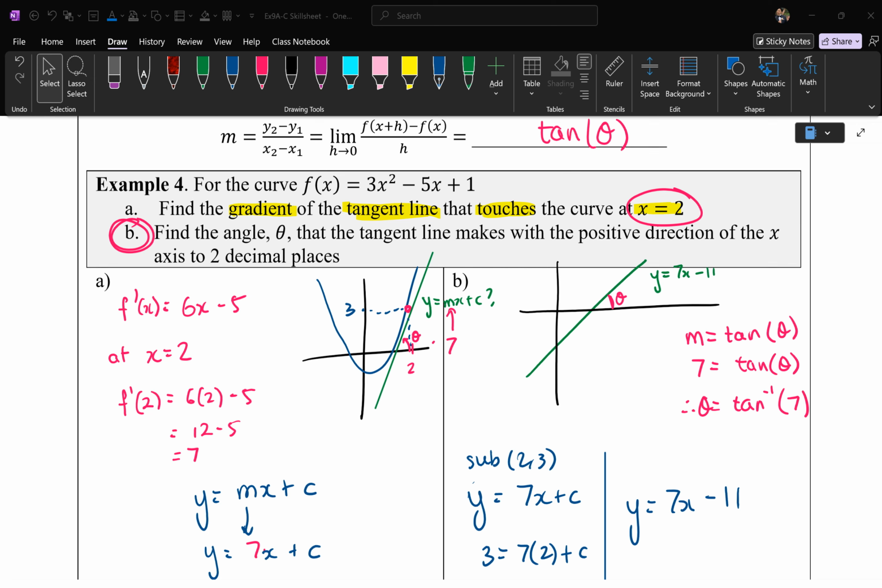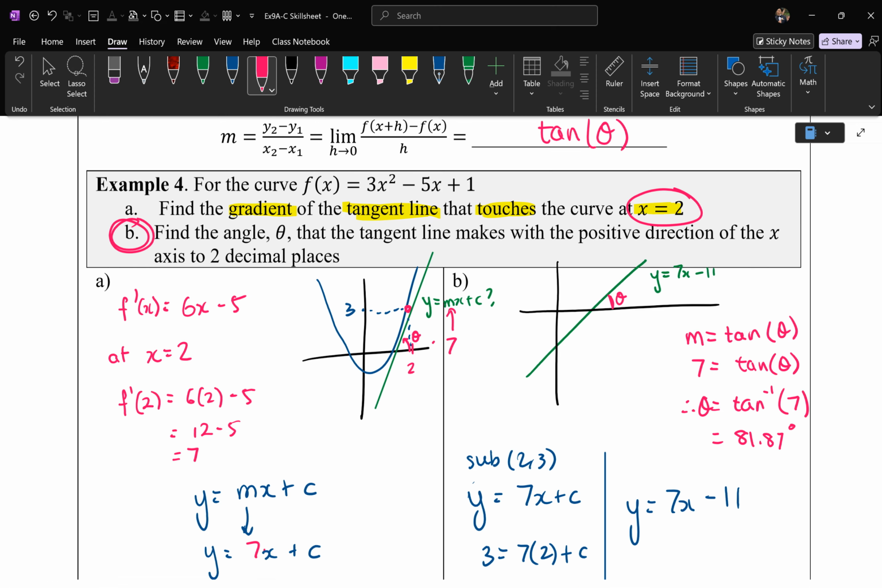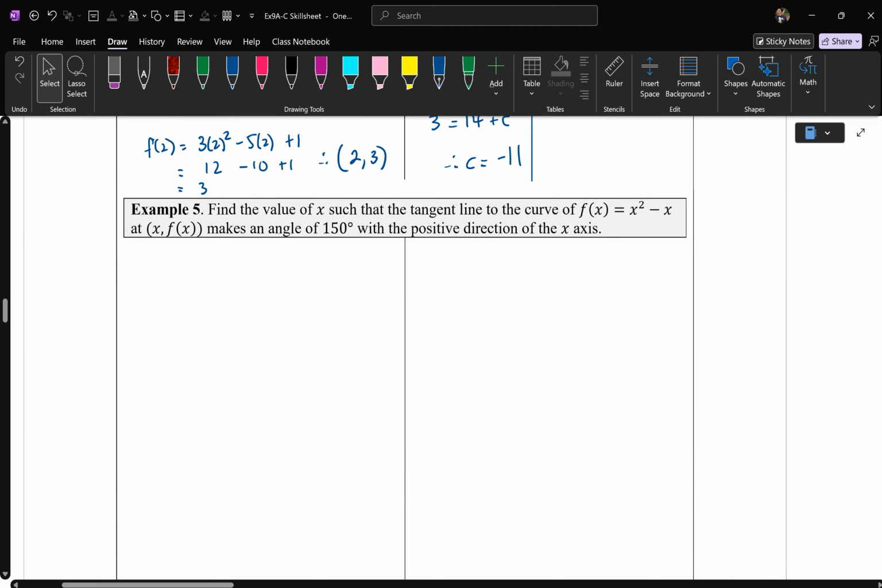Has everyone got the same as what Pat got? No one else got something different? Because if you got something different, you have to check your settings. But what was the answer you guys got? 81.87 degrees. It's still loading. All right. Last question for today.